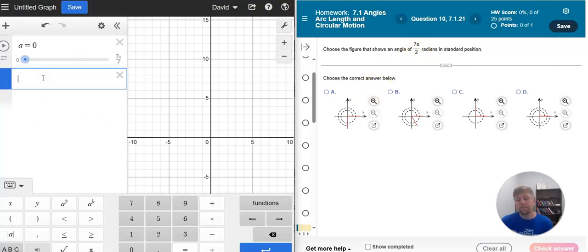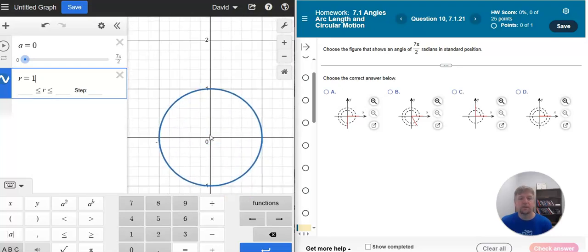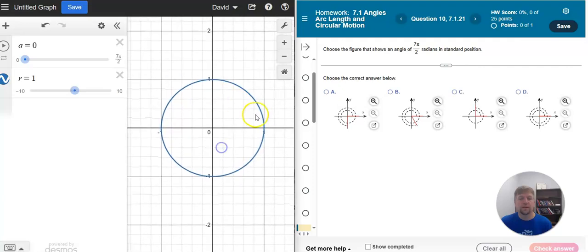And on the next line, I'm going to write r equals 1. R stands for radius. So I think of A as angle, r as radius. So r equals 1 is a circle of radius 1. If I zoom in on this, you can see there's a circle, and that circle hits all the ones, 1, positive, negative 1. So that is a circle of radius 1.